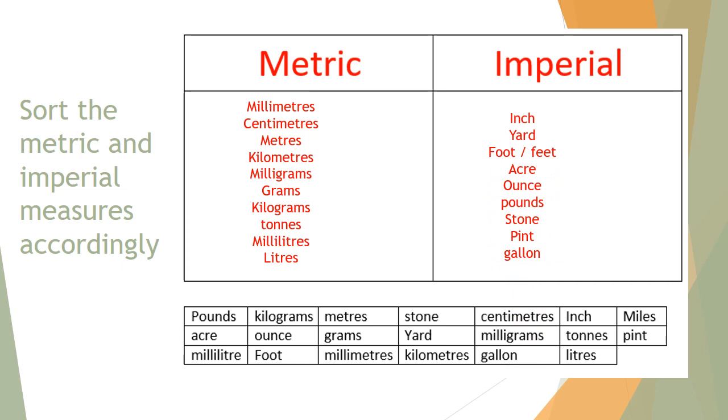So in imperial measures, inch, yards, a foot or feet plural, and an acre measure the distance or length. Ounce, pounds, stone measure mass or weight, and pint or gallon measures volume and capacity.